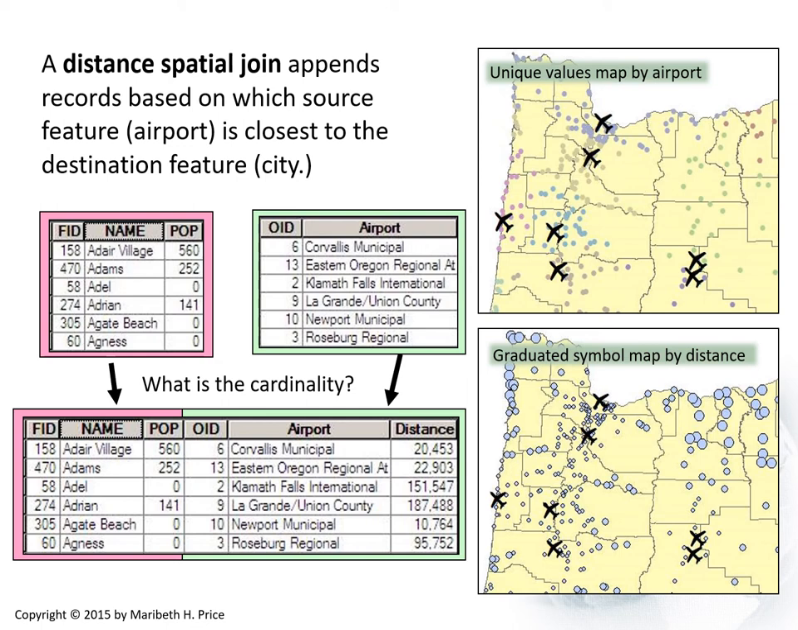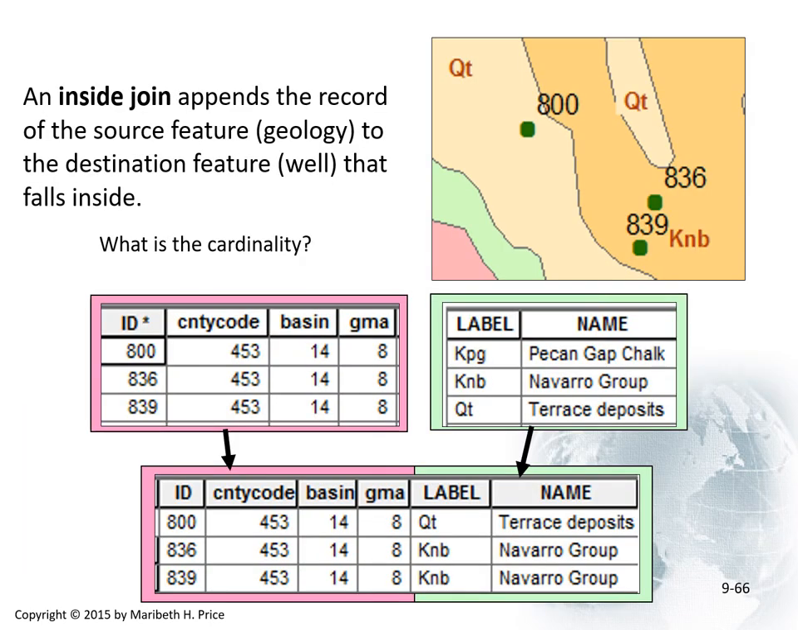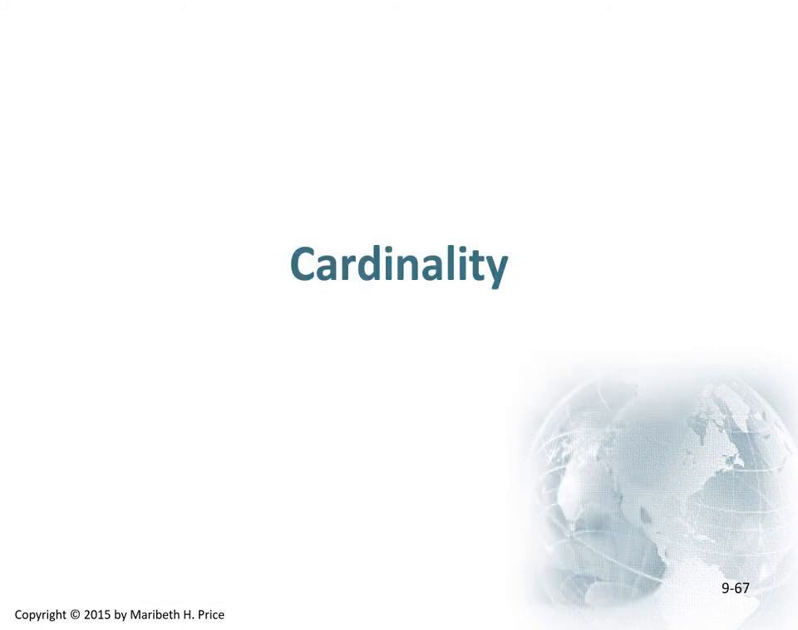Remember when we talked about modifying things and changing projections and how that can change stuff? Is something in a GCS or something's in a PCS? That can all impact distances between things. Inside joins are easy. If this is inside that, it gets all that. Cardinality is simple. It's 1-to-1. Could be many to one, but we'll talk about that too.